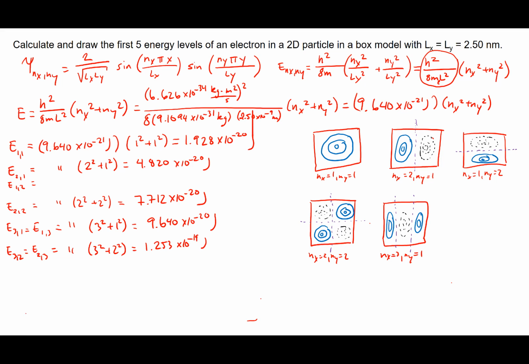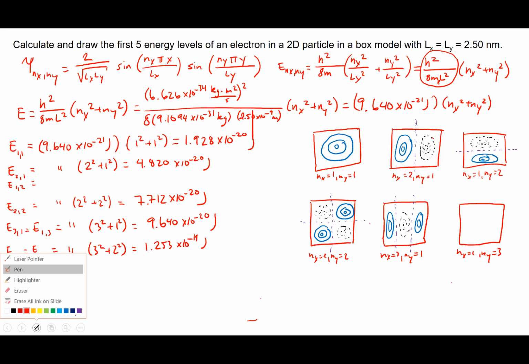And so we can then do the same thing for the 1, 3. So if we have now the nx equals 1 and ny equals 3 scenario, what we can see is that now we're going to have the 3 nodes along the y direction. And so we can just draw out that we're going to have a hill here, and we're going to end up with a hill as well. And then we're going to have this valley right here.